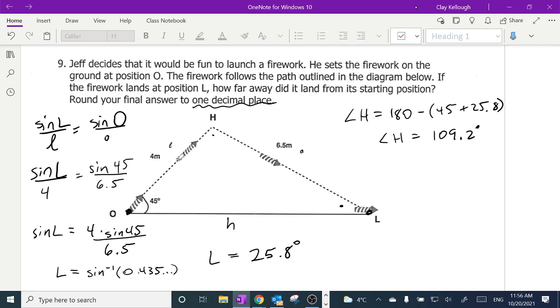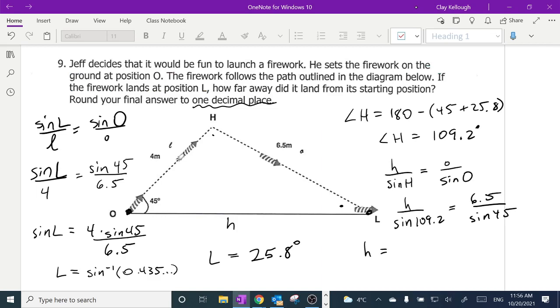And now I can solve for h by flipping the formula over and using h over sine h and o over sine of o. So h over the sine of the angle I just found, 109.2, equals 6.5 over the sine of 45. Cross and multiply. I'll just skip that step for now and just punch buttons. So it's sine of 109.2 times 6.5 divided by sine 45. I got 8.7 meters.